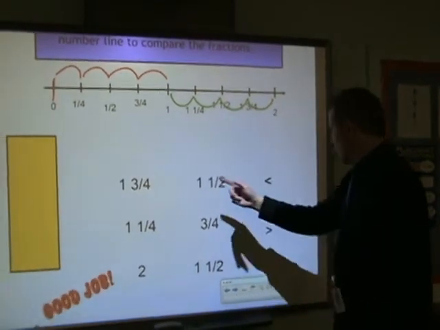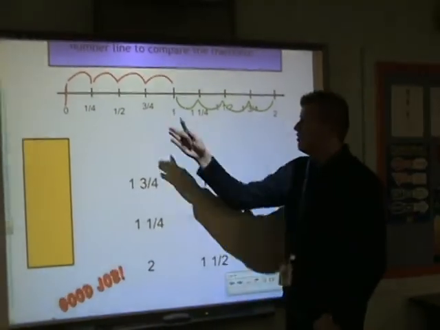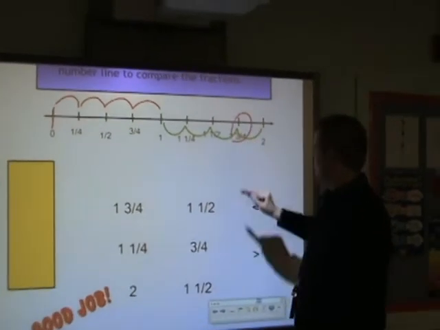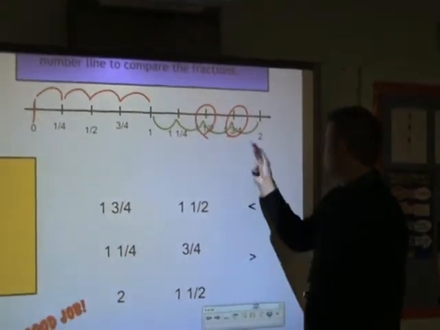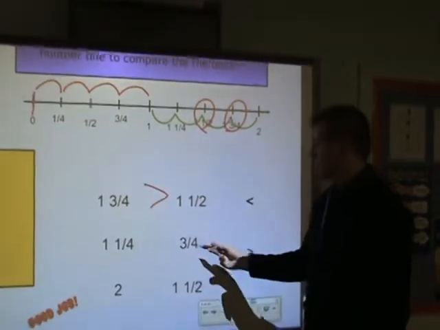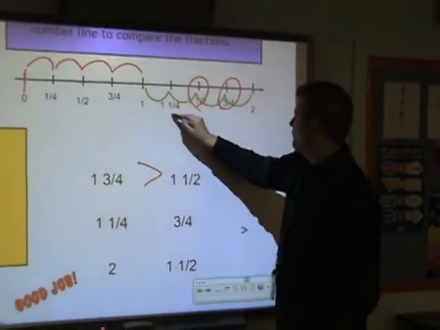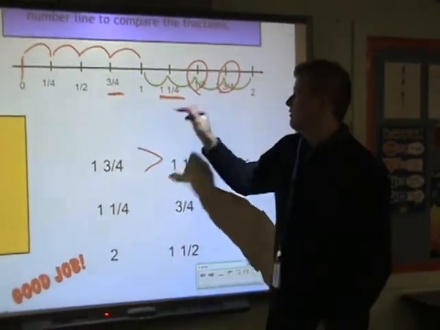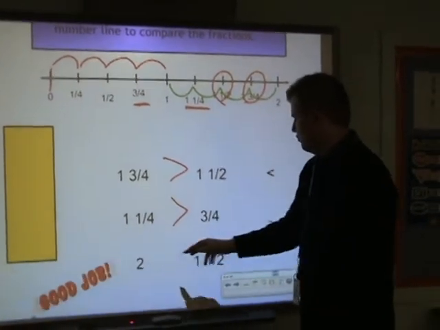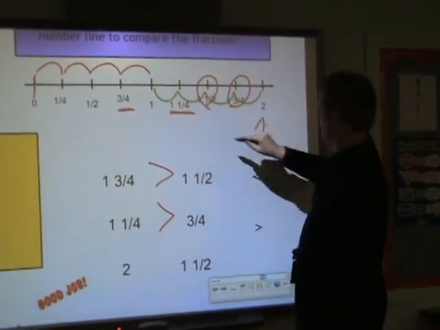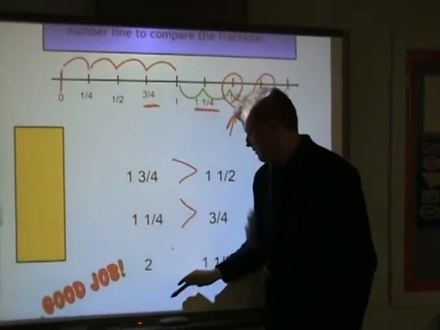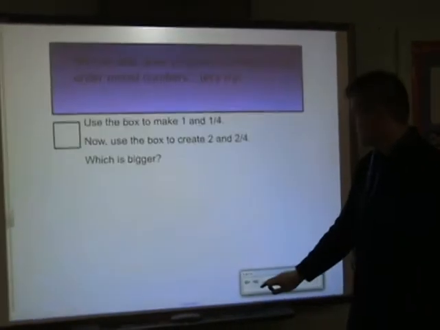All right. Now, if I'm going to compare these numbers, all I need to do is look at the number line now. All right. 1 3/4 is right here, or 1 1/2, which is right here. Well, 1 3/4 is larger. Well, and then I have 1 1/4 compared to 3/4. Okay. 1 1/4 is here. 3/4 is here. 1 1/4 is closer to 2. It is larger. And then I have 2 or 1 1/2. Well, the 2 is the farthest to the right. It's the biggest thing up there. Okay? We're good to go.